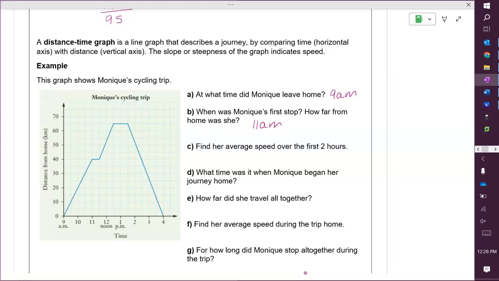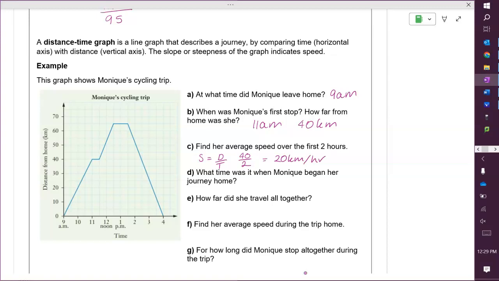So if we go up to here and come down, that's at 11 a.m. And how far from home was she? We're looking at our distance, so that would be 40 kilometres from home. Find our average speed over the first 2 hours. So we're looking at speed. So our speed is our distance over time. So over the first 2 hours, so that's this first leg here, we're looking at, well, she travelled 40 kilometres and it was over 2 hours. So that's going to say our average speed is 20 kilometres per hour.